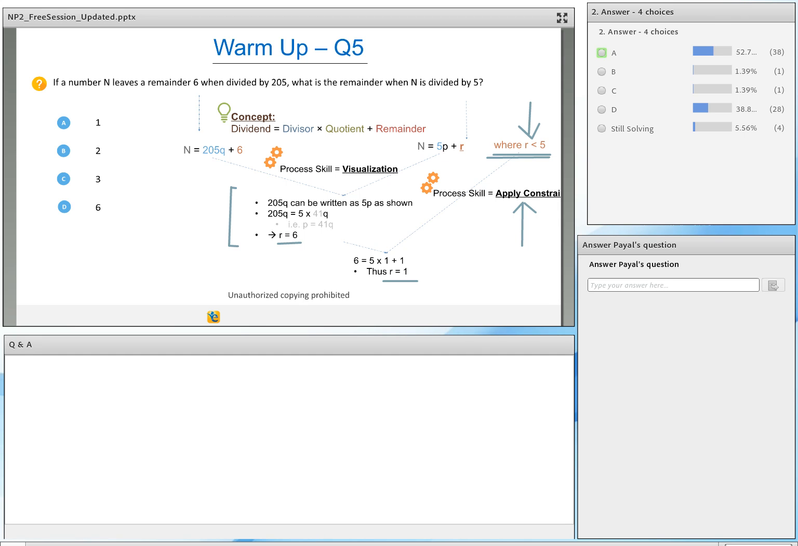You need to build your skill set in both of these process skills, visualization and applying constraints. And as I said, these 2 process skills are not just applicable to divisibility and remainders, they're applicable to number properties in general and all of the sections in quant.